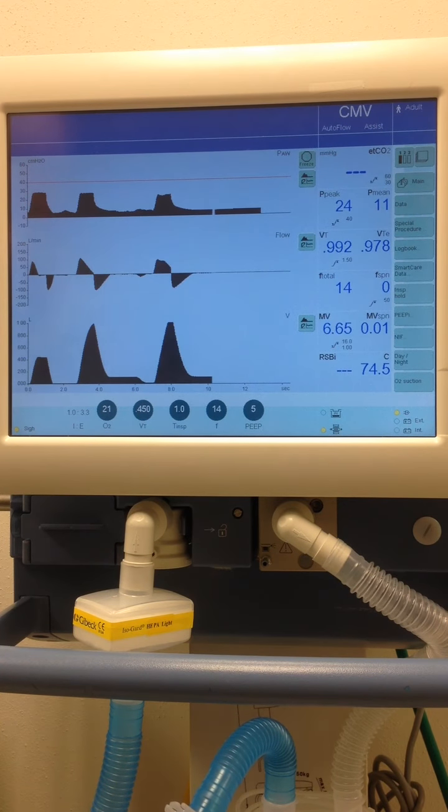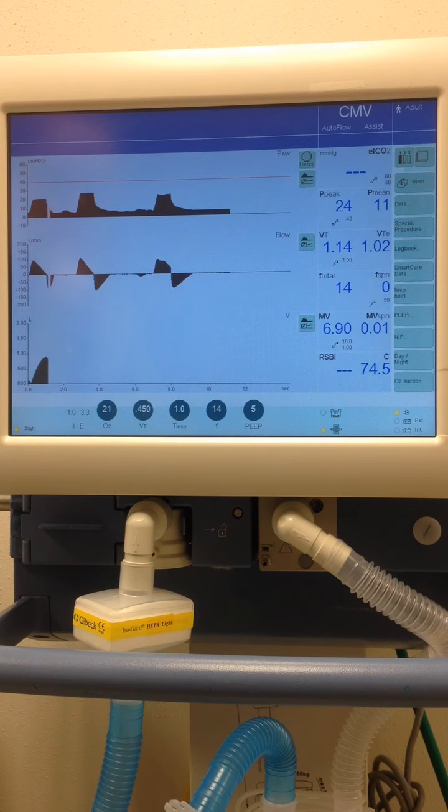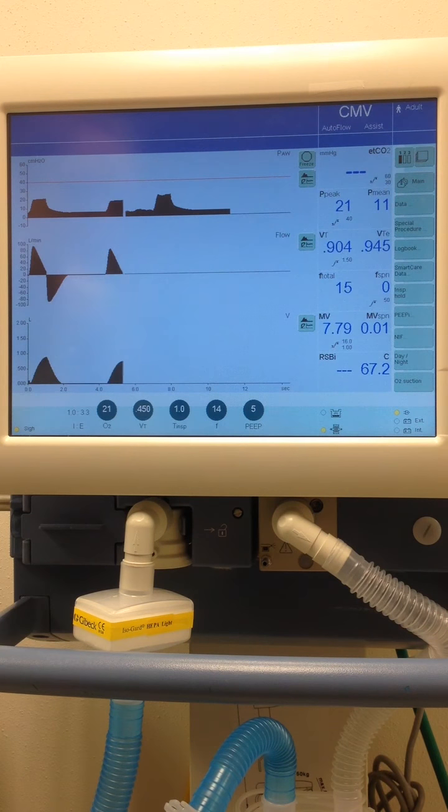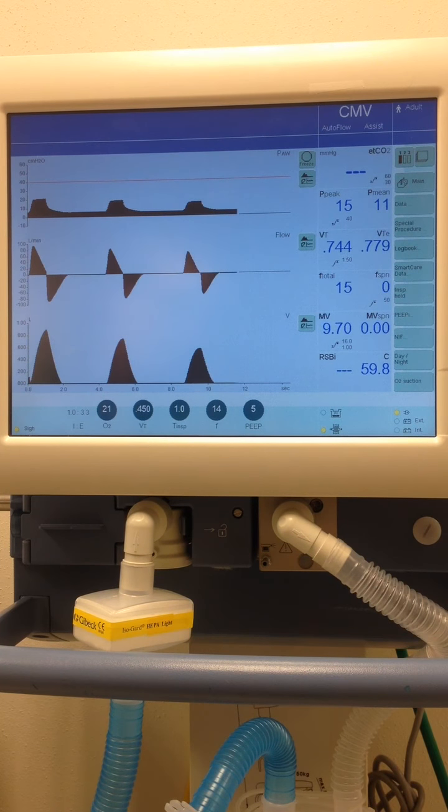So there's your volume breath. And now we see pressure control breath. So we have a big tidal volume, a lower peak pressure, and that tidal volume is coming down because the ventilator is adjusting its pressure control to get us back to our 450. And there we are.